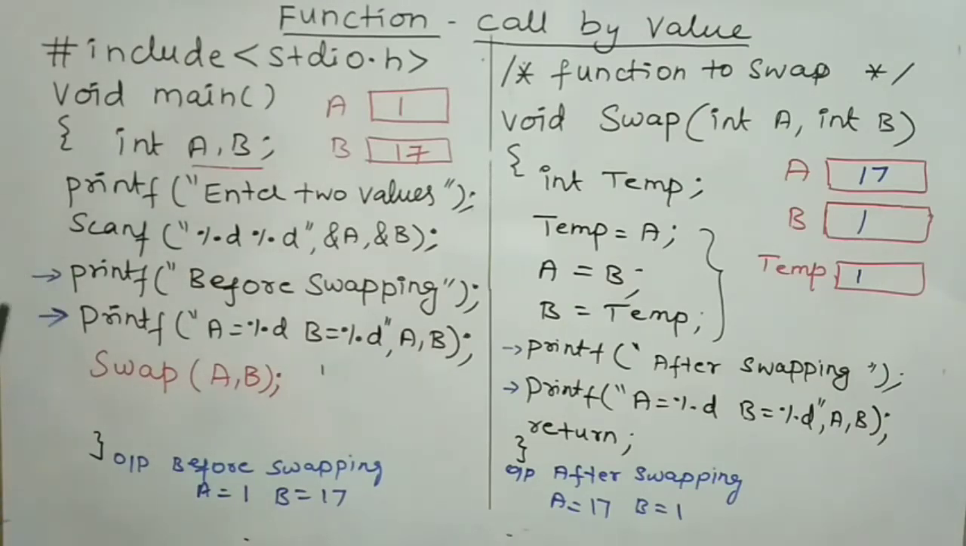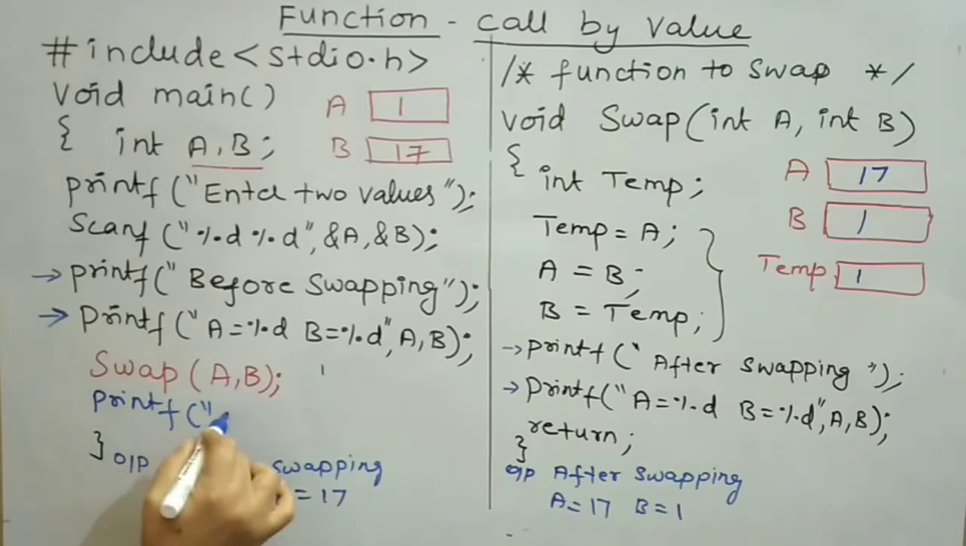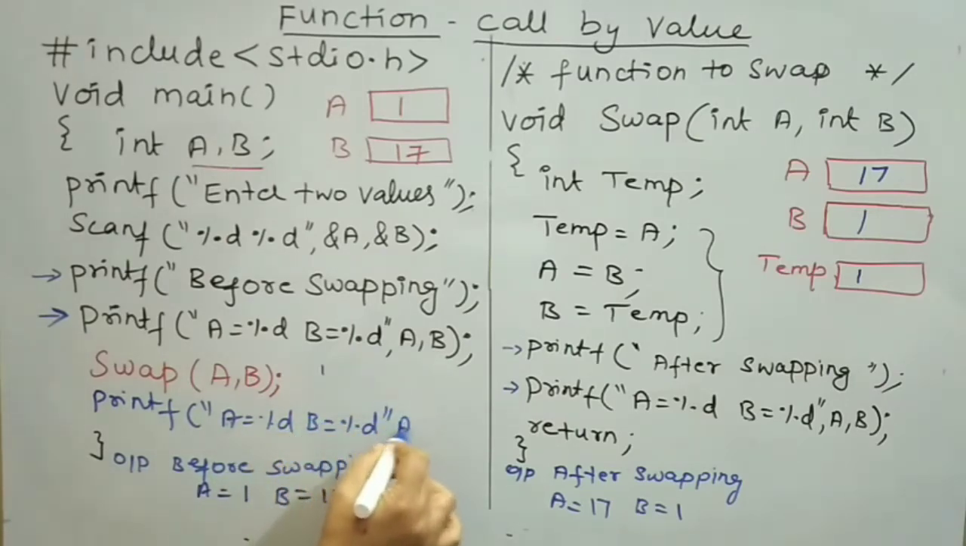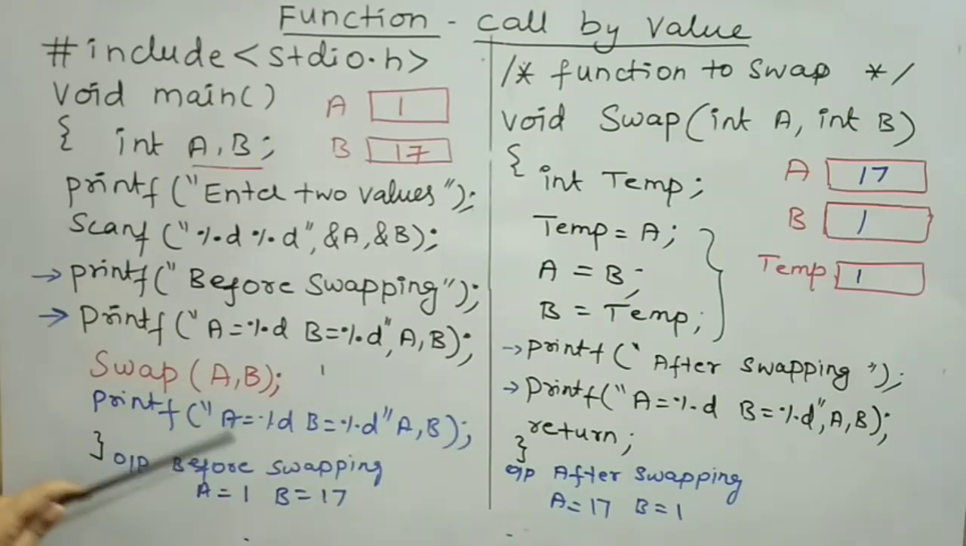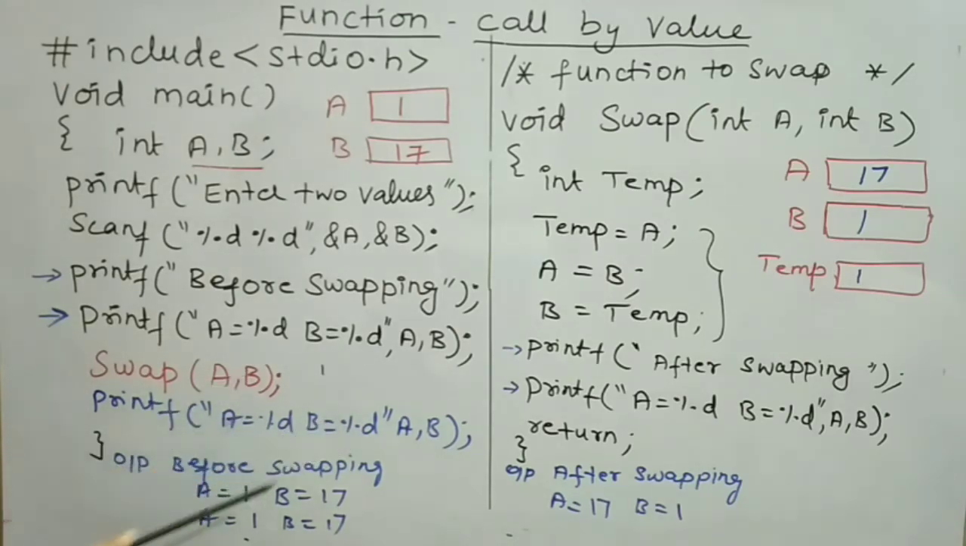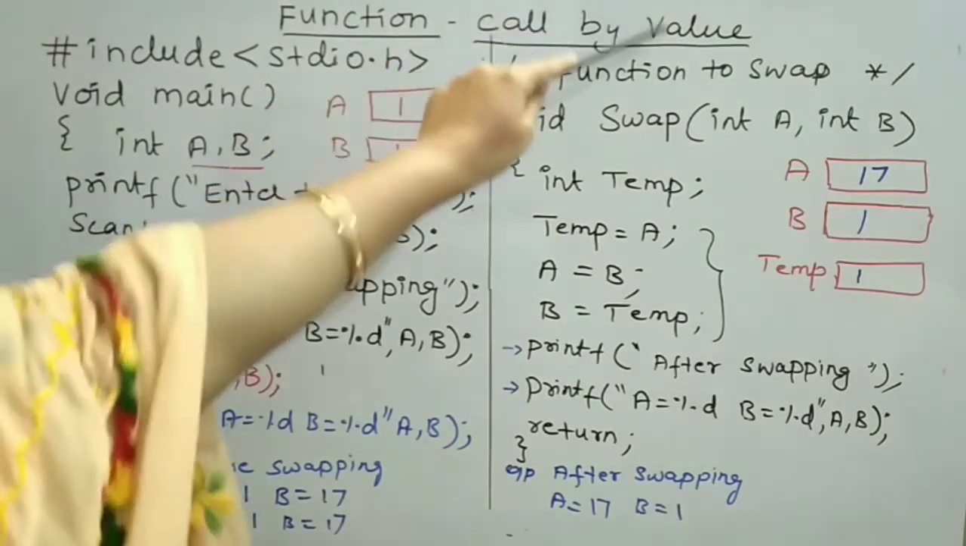After this function call statement, if I have a statement like this, printf a is equal to %d, b equal to %d, a comma b, I expect it to print the interchanged value. But what it will print is a is equal to, what is this control string? It will replace the value of a. Value of a is 1, then b equal to 17. It will not print the interchanged value, but it will print the original value as such. That is the disadvantage of using call by value.